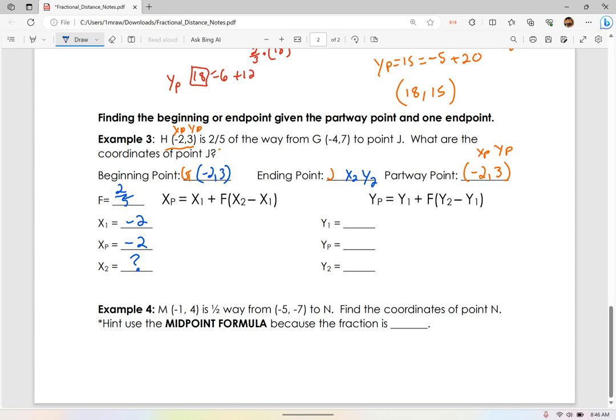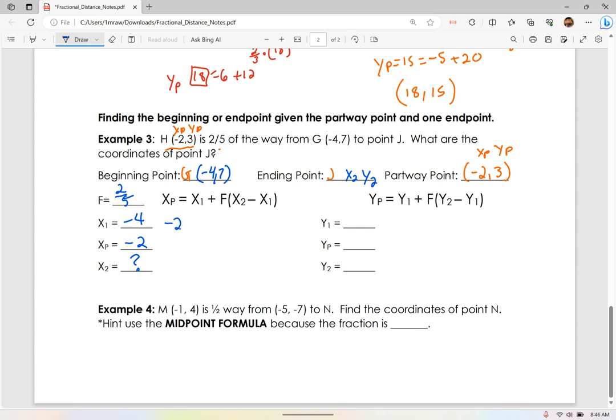Okay. Ooh, actually, I accidentally wrote that wrong. That should be -4, right? I wrote those coordinates wrong for g. It should be -4 comma 7. Sorry about that, guys. So now we work backwards, right?